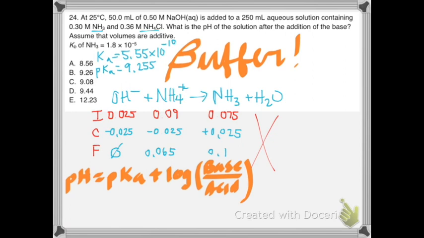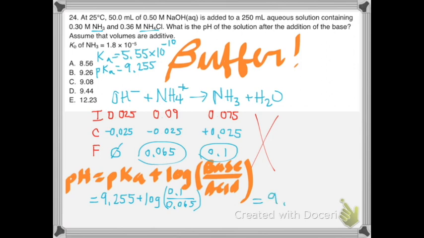Okay. One thing that's nice about the Henderson-Hasselbalch equation is that we can use moles or molarity. So we can plug in using our pKa. So for the base, we can plug in this 0.01 for the ammonia, because that's our base. And for the acid, we'll use our 0.065 moles. And when you go ahead and solve that, you get a pH of 9.44, D.